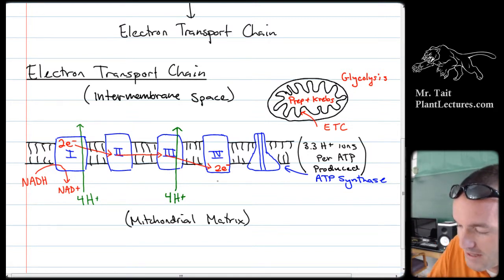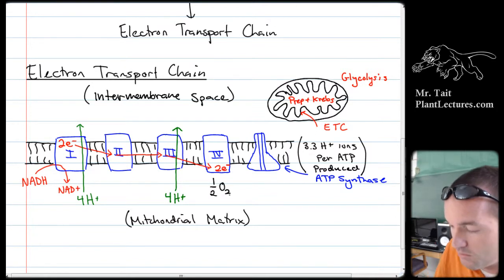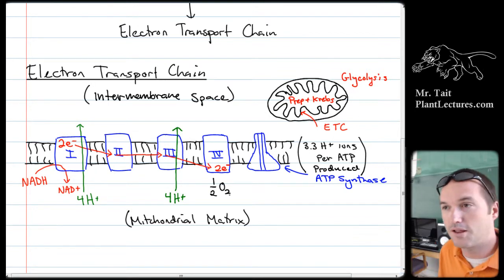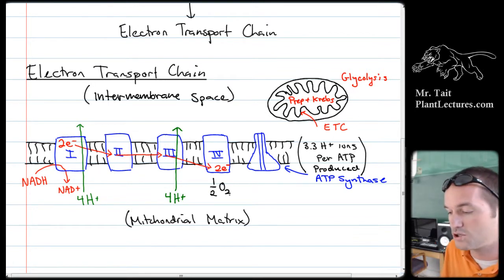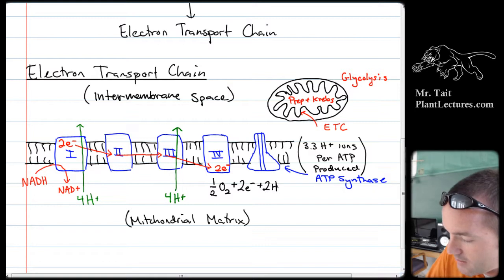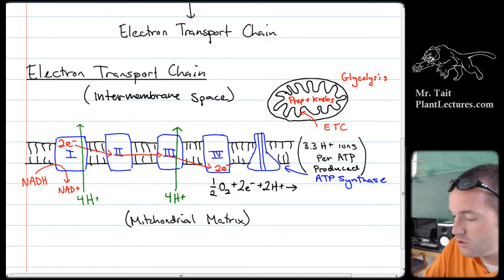And so the way that we write that is kind of tricky. It's 1/2 O2, meaning we're just going to need one part of the O2 molecule. One oxygen total. That's going to combine with the 2 electrons. It's also going to combine with 2 H+ ions. And it's going to form then what? 1/2 O2 plus 2 H+ is H2O.